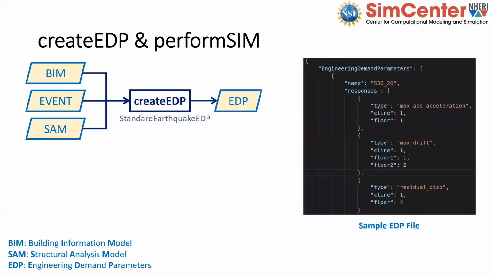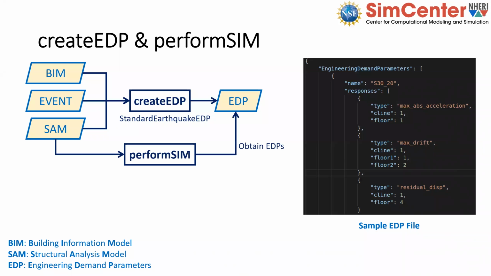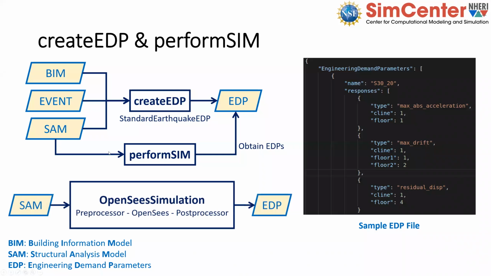After that, the next process in the workflow is create EDP. We have one implementation, which is the standard EDP used for earthquake engineering. After that, the next step is performing the simulation. The current implementation in the workflow is the OpenSees simulation. This is a sample file of how the EDP looks. After we perform the simulation, basically this file gets updated with the values of the EDPs, things like the peak floor acceleration, the drift, and the residual displacement.